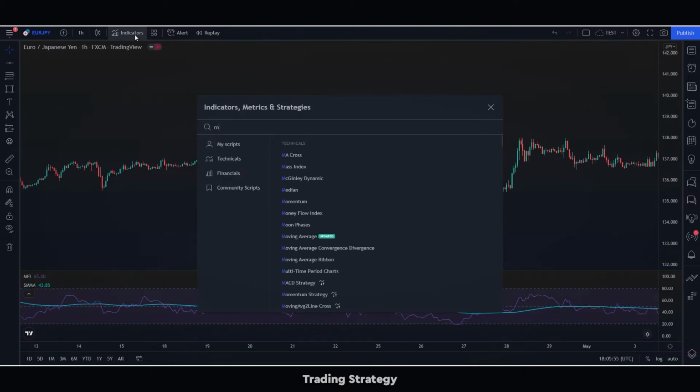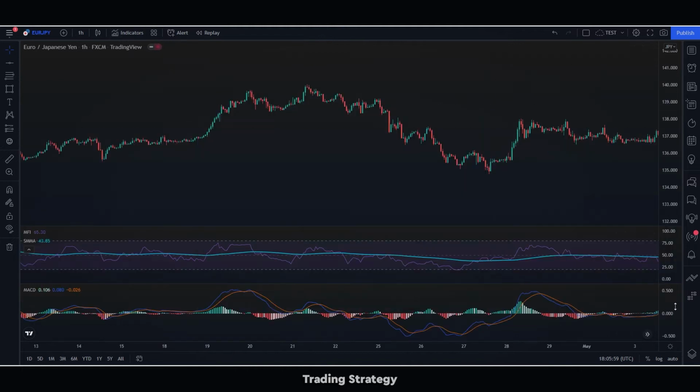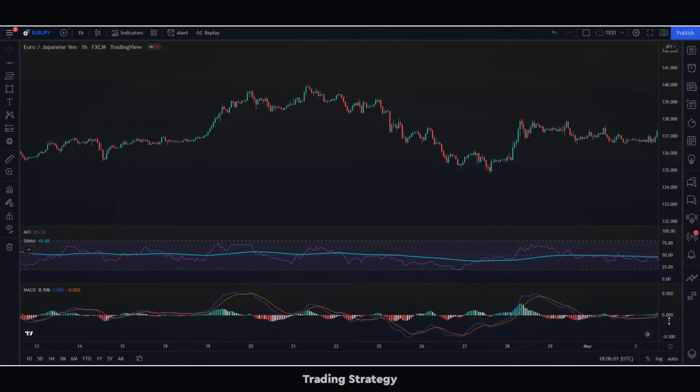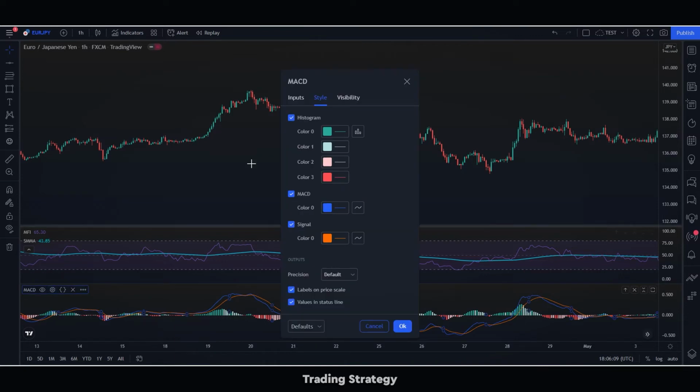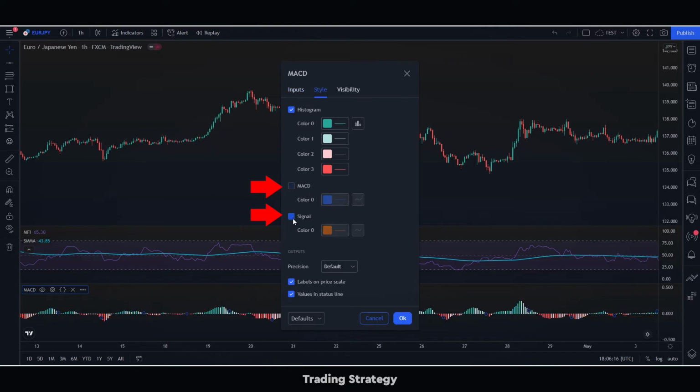In addition to this, I recommend that you add a MACD indicator to use as a filter, since this strategy could give us many false signals. In this MACD indicator, we will change the values to 10 and 20. And we will deactivate the 2 lines.